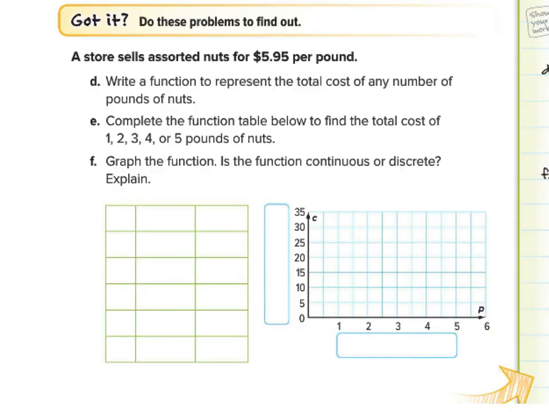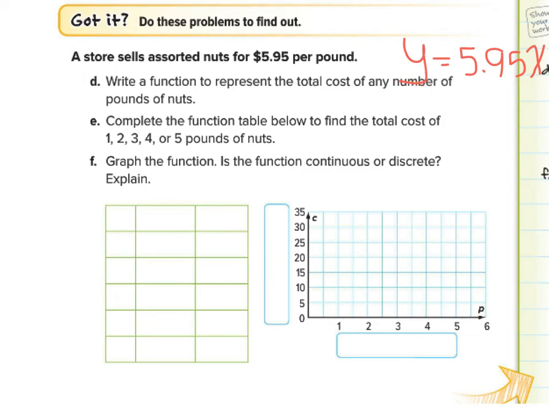Okay, let's try another example. A store sells assorted nuts for $5.95 per pound. This is our constant rate of change, our fixed value or our slope. Write a function to represent the total cost of any number of pounds of nuts. So our total cost can always be represented by our y. Our constant change is $5.95, and the number of pounds can be represented by x. So this is the number of pounds that we're going to multiply by the price of the nuts. That'll give us our total cost.